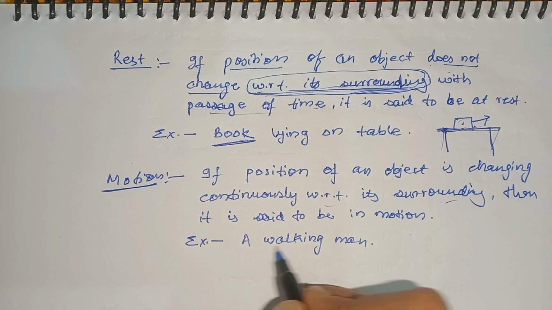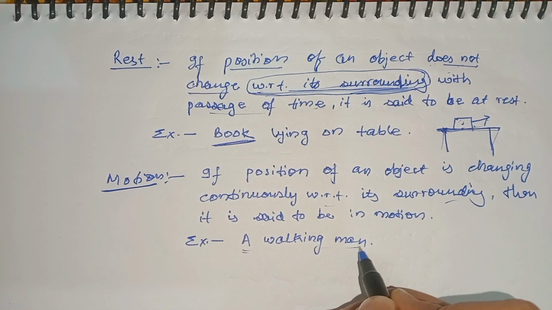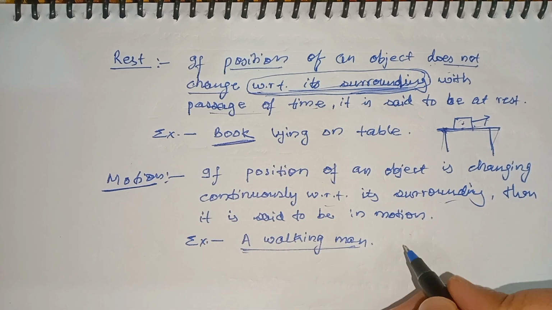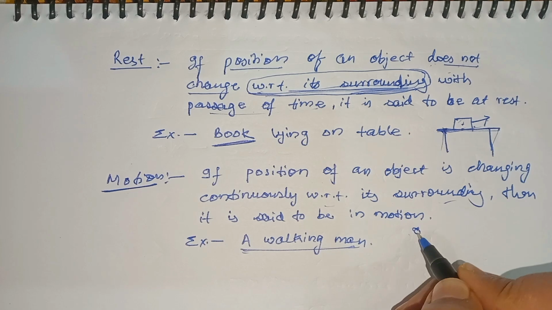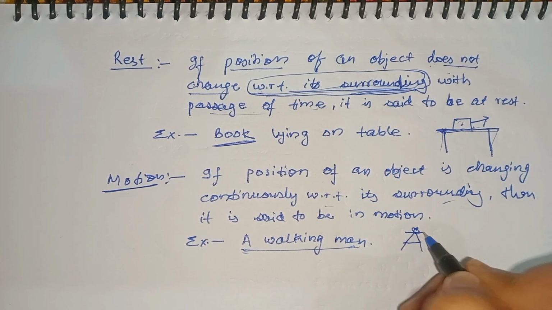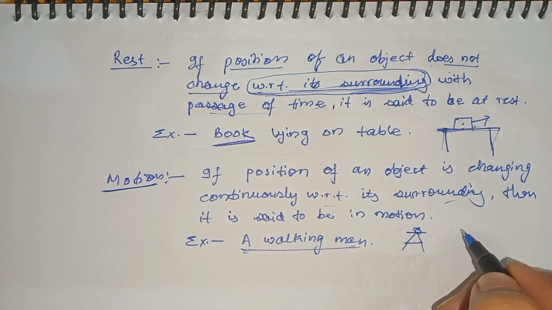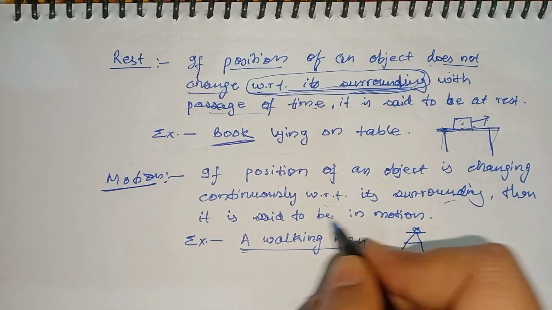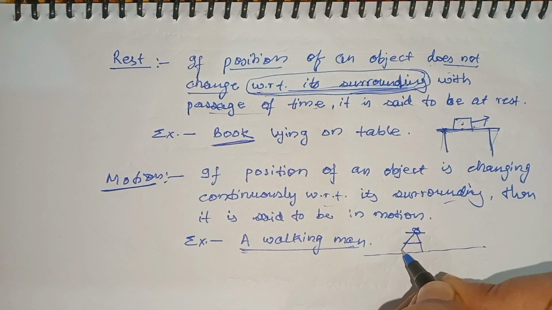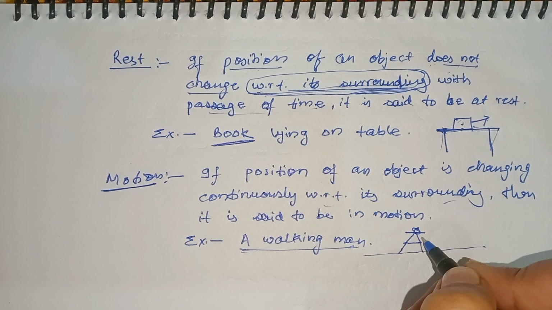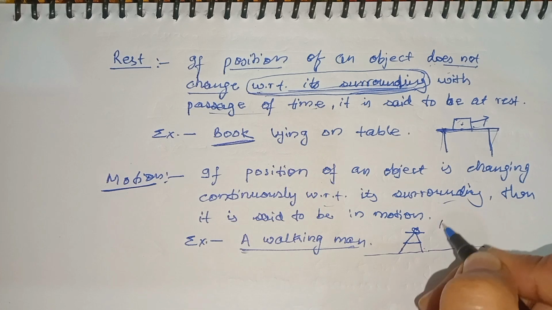Okay, for example, a man walking. A man is walking. Suppose that this is a man. Walking means what? Its surrounding will be earth. Walking on earth, or suppose that a tree is here.